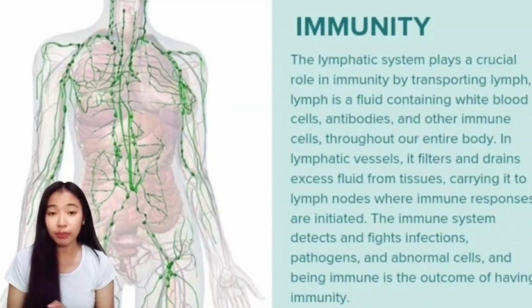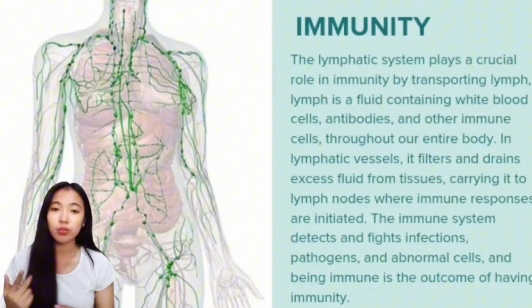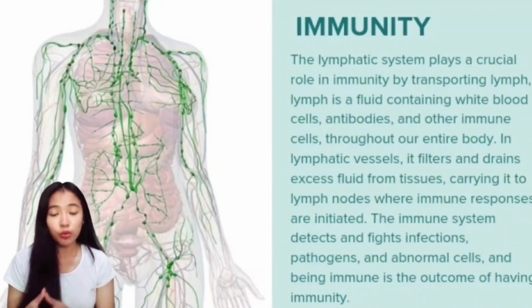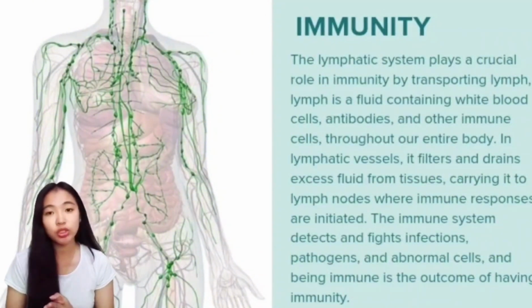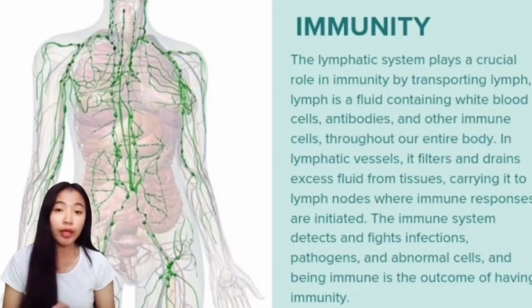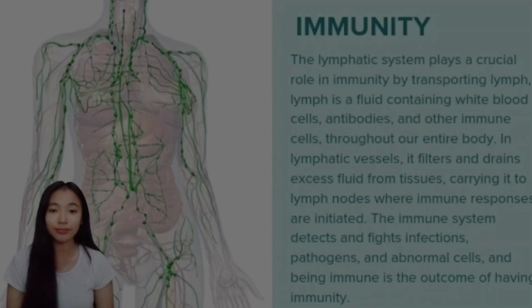Ano nga ba ang connect ng lymphatic system sa immunity? The lymphatic system plays a crucial role in the immunity by transporting lymph. Ang lymph is a fluid na nagko-contain ng white blood cells, antibodies at iba pang immune cells at tinatransport niya ito sa ating buong katawan, and the lymphatic vessel naman ay siya yung nag-filter at nag-drain ng mga excess fluid galing sa tissues at dinadala niya ito papuntang lymph nodes kung saan dito nagsisimula ang immune responses. Si immune ang nagde-detect at lumalaban sa mga infections, pathogens at mga abnormal cells. And being immune is the outcome of having immunity.